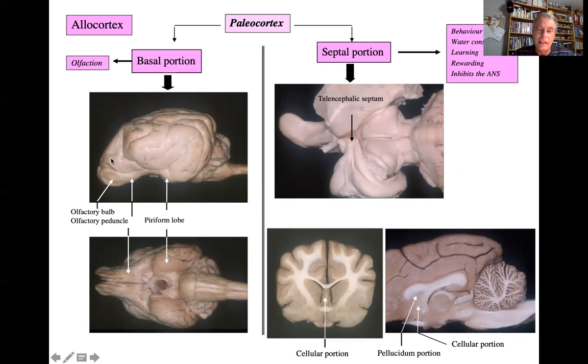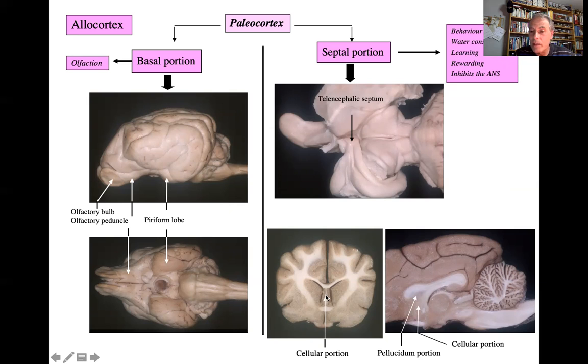The basal portion, as the word says, is ventrally located. So we have an olfactory bulb, the olfactory peduncle, as you see here, and the piriform lobe. And the septal portion is a septum. What is this? Okay, look at this image here. We have a transverse section of the encephalon with one cerebral hemisphere and the other. So we have the cortex here, but as you see, under the corpus callosum, these cortices from one cerebral hemisphere and from the other are in close contact, and this is a septum.